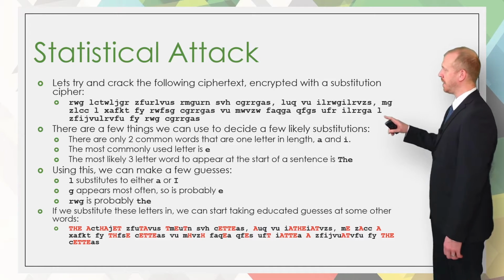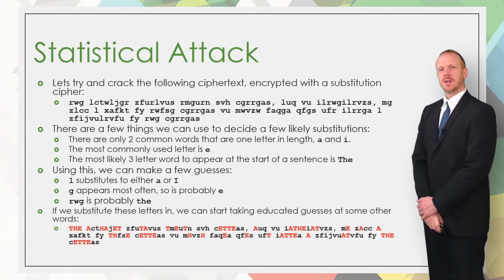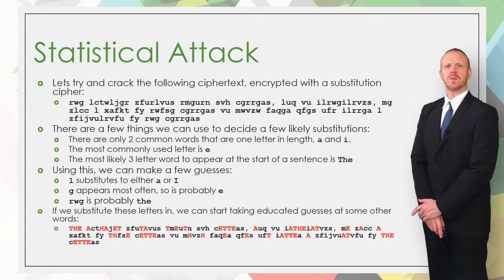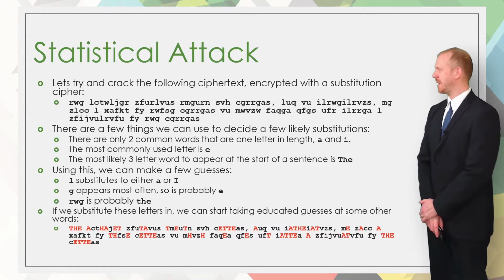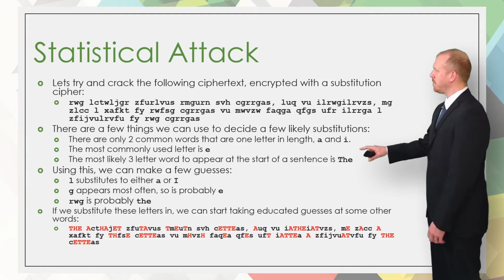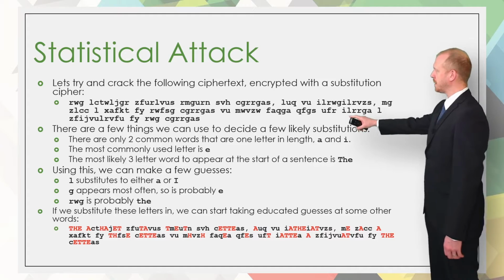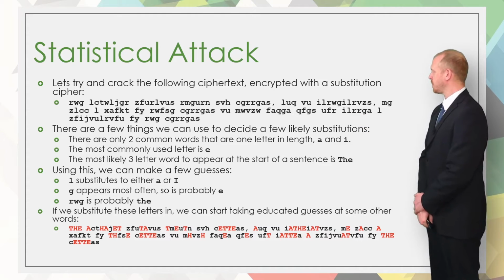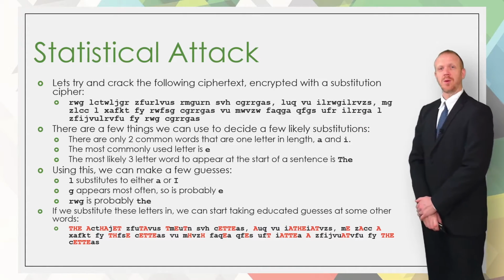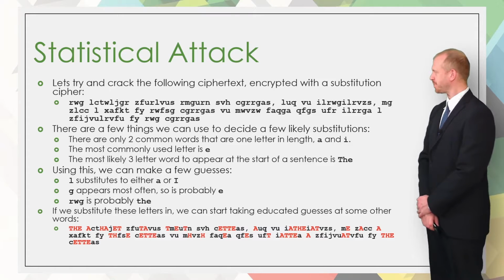So in this one here, L appears by itself there and over at this side. So L is probably A, and if it's not, it's almost certainly I. So we've got one thing we can make an estimation at to begin with. The most commonly used letter in the English language is E. So if we were to count up all these letters and work out which one shows up most often, that one would probably be E.